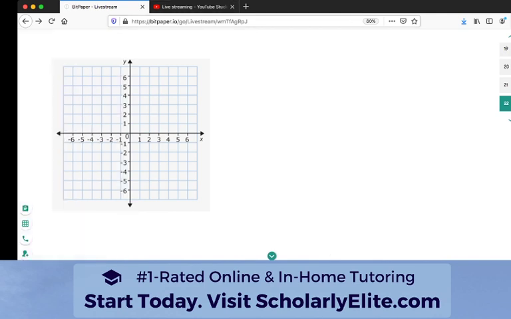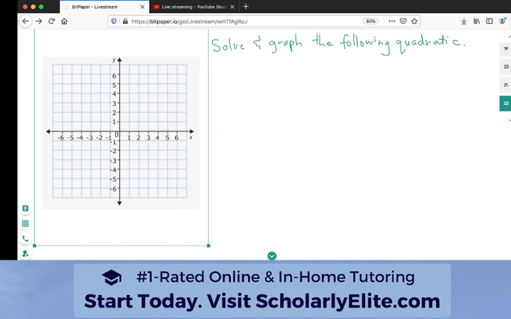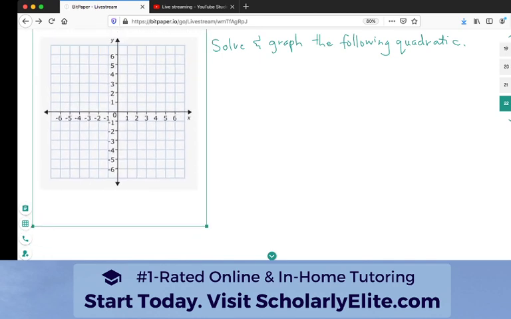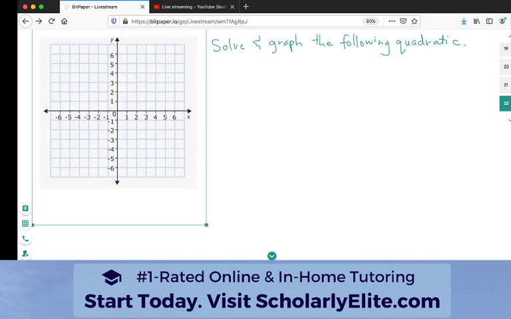Let me just get my pencil here. Let's use green, we never use green. Solve and graph the following quadratic. Up until now we've been solving, but we haven't been graphing. So what I want us to really get into today is understanding how this all comes together and how the knowledge of everything we've done so far plays into what we're learning overall, which is really all about graphing.